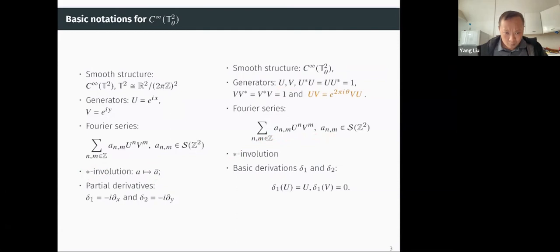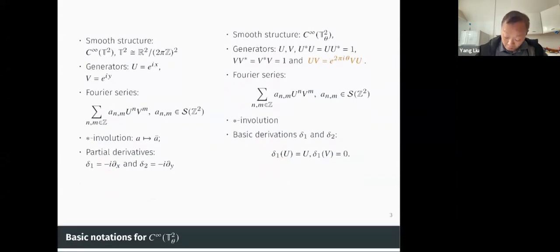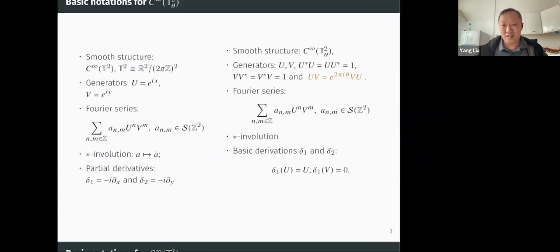The partial derivatives correspond to the basic derivations on the non-commutative two torus, defined on generators like this. Here is the formula for delta 1, and a similar formula holds for delta 2. There is a coefficient minus i in front to make it self-adjoint, because when you take the adjoint of a partial derivative you get a minus sign. So we put a minus i to get a self-adjoint operator. That's basically the differential structure.